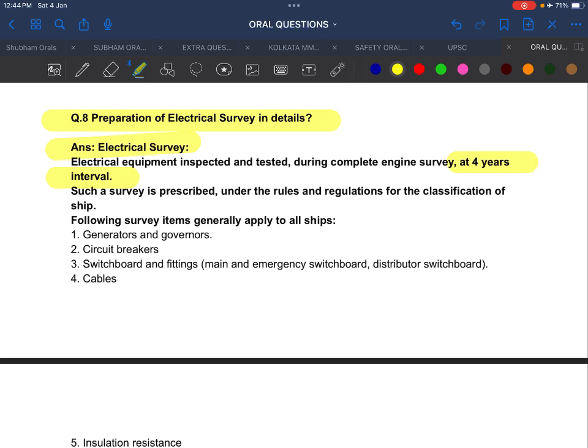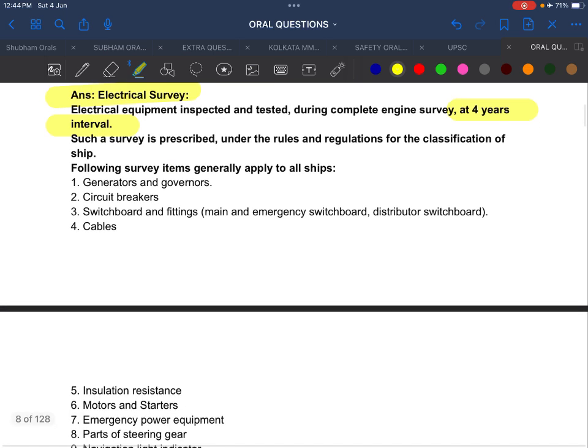Such a survey is prescribed under the rules and regulations for the classification of a ship. It always follows all the rules and regulations. What are the survey items generally checked by the surveyors? The generators, motors, circuit breakers. They check whether all the circuit breakers are working properly or not. They check whether the generator is working properly or not, the generator load and voltage, whether everything is okay or not, whether the generator is properly synchronized or not, and the generator output voltage.